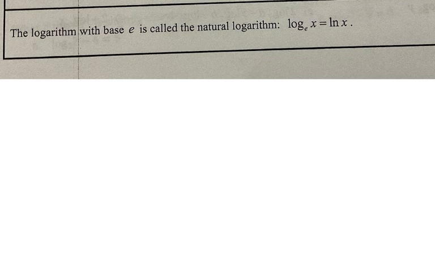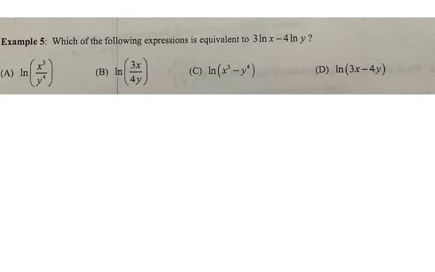We remembered that if I have a log with a base of e, like this, log base e, we can write that shorthand as ln of x. ln stands for the natural log. So just a reminder of that. We've already talked about that. I want to look at these and know which of these can I write to look exactly like 3 natural log of x minus 4 natural log of y.